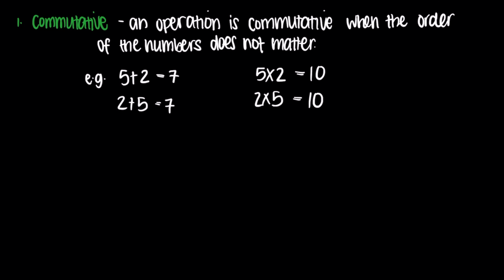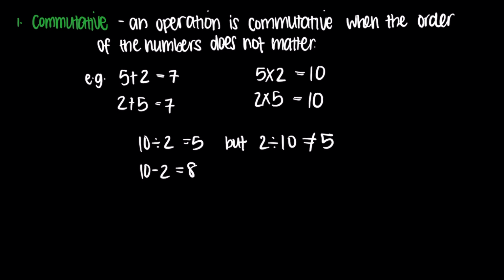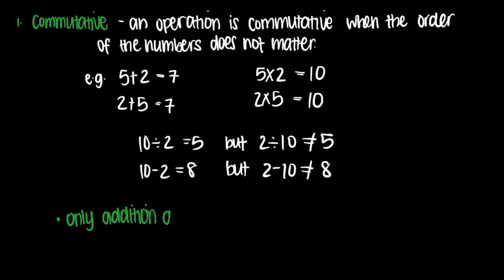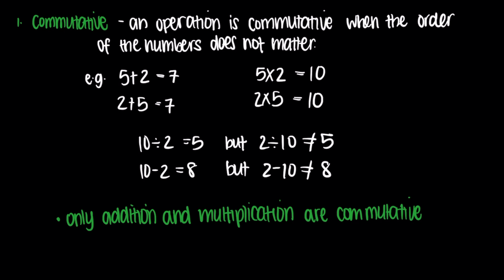Now, let's say we have 10 divided by 2. This is equal to 5. But 2 divided by 10 does not equal 5. Likewise, if we have 10 minus 2, this equals 8. But 2 minus 10 does not equal 8. In fact, the answer would be negative 8. And so from this, what we gather is that only addition and multiplication are commutative.